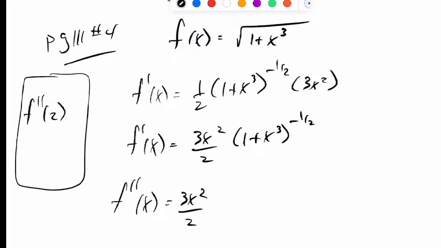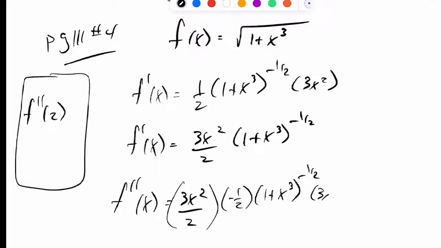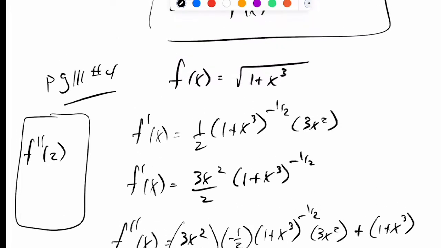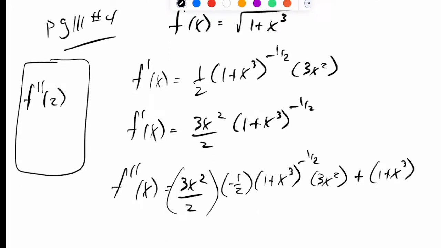So it's like first times the derivative of the second. And then plus the second. Oh wait, there's a mistake here. Sorry. Oh no, there's not. Oh, sorry, there's not a mistake.